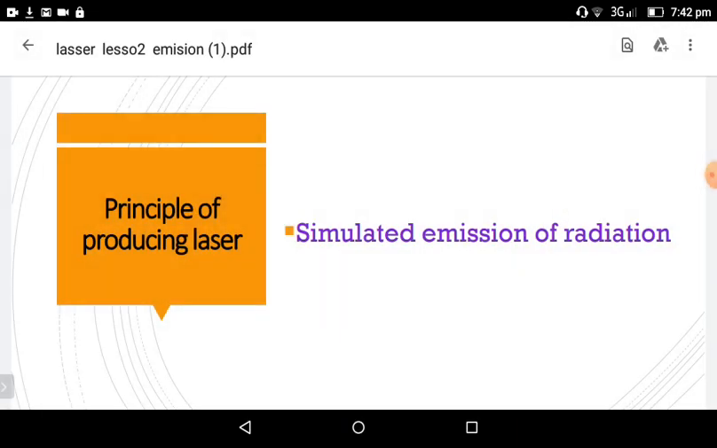Good morning, students. This is another class in the lesson on lasers. Yesterday we started this lesson. Laser: Light Amplification by Stimulated Emission of Radiation. Is it a light ray only?